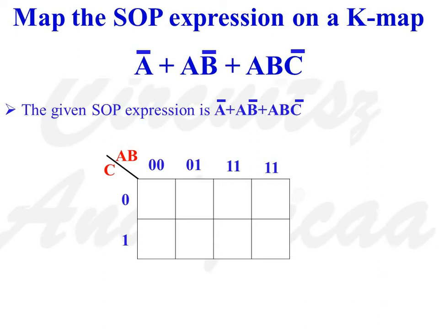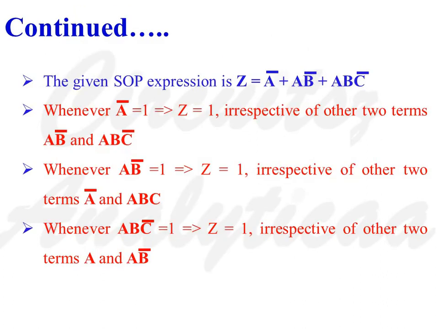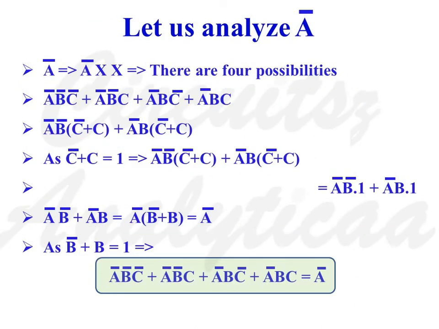The given SOP expression Z is equal to A bar plus A B bar plus A B C bar. If we analyze the term A bar, the other two variables B and C are not defined. The term A bar can be expanded as A bar B bar C bar plus A bar B bar C plus A bar B C bar plus A bar B C.